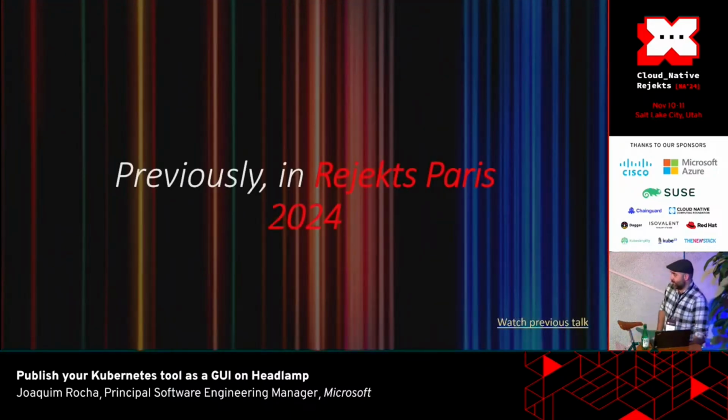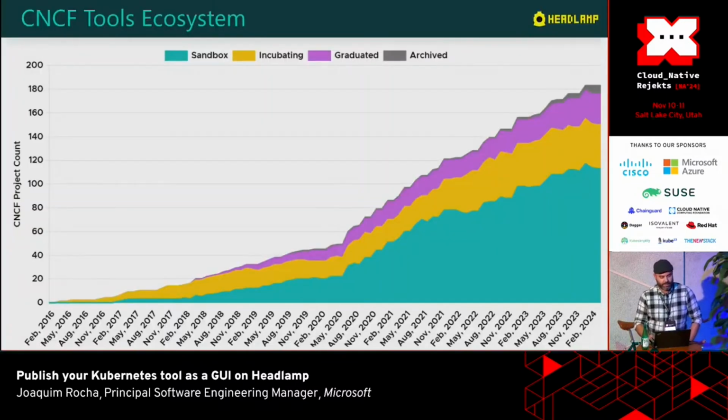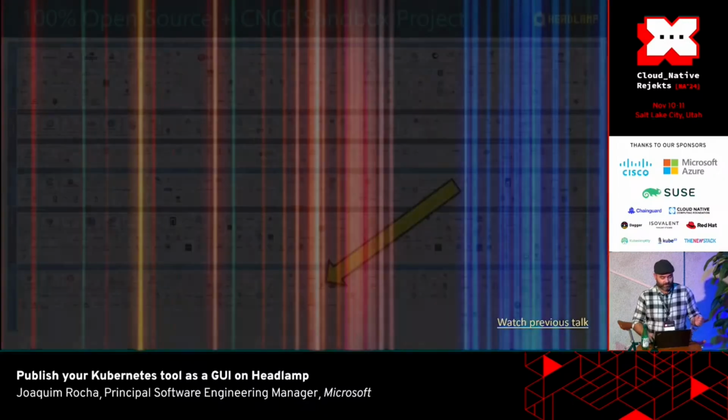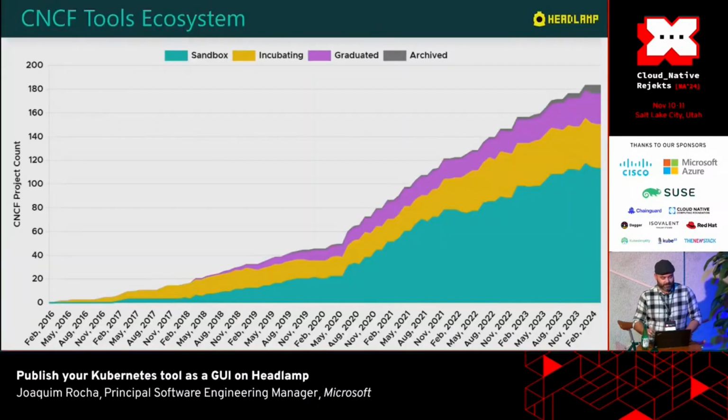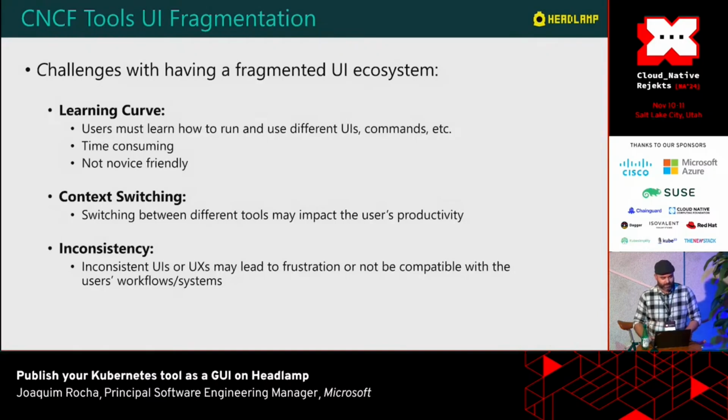So I was saying that this is the second part of a talk that I started giving in the last Rejekts Paris, so I just have to do a little recap of that. In there I was saying that we have this really incredible ecosystem of tools. We have lots of stuff, as you saw here. And with great tools comes great fragmentation. So in terms of UI and user experience as well, you have this fragmented space where I think it affects, or at least I claim it does, the learning curve.